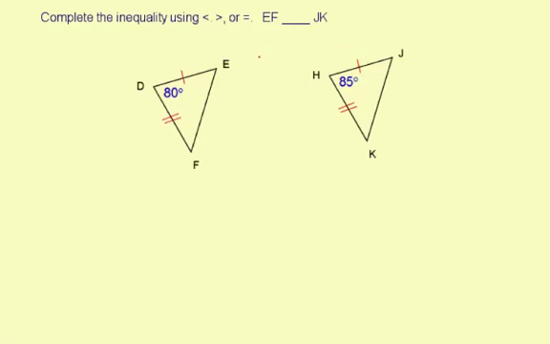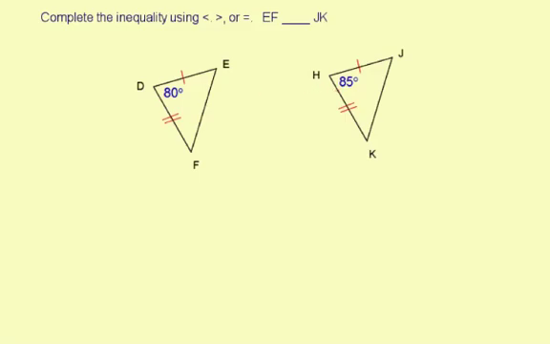Complete the inequality using less than, greater than, or equal to: EF blank JK. Let's look at these two triangles. We have segment DE congruent to segment HJ, and segment DF congruent to segment HK. The measure of angle D is 80 degrees, and the measure of angle H is 85 degrees.